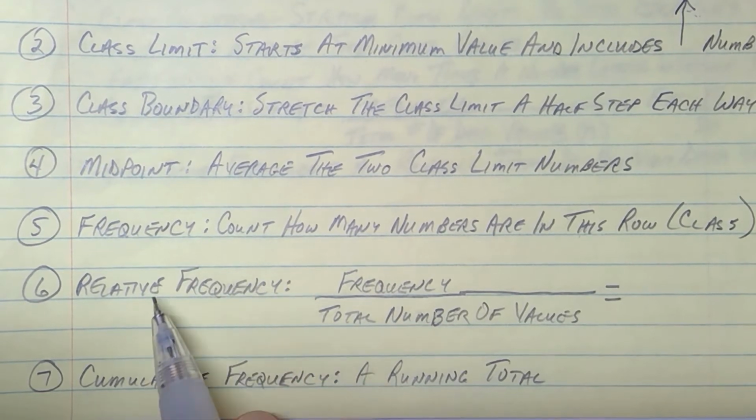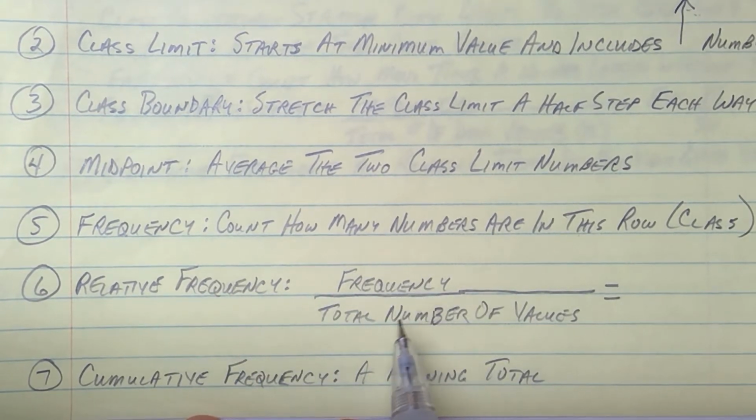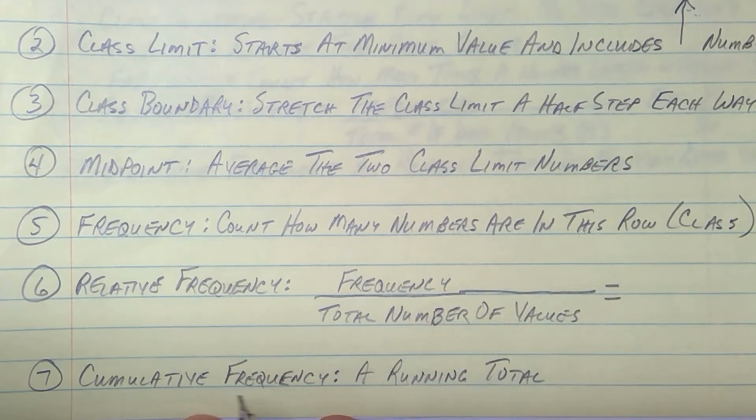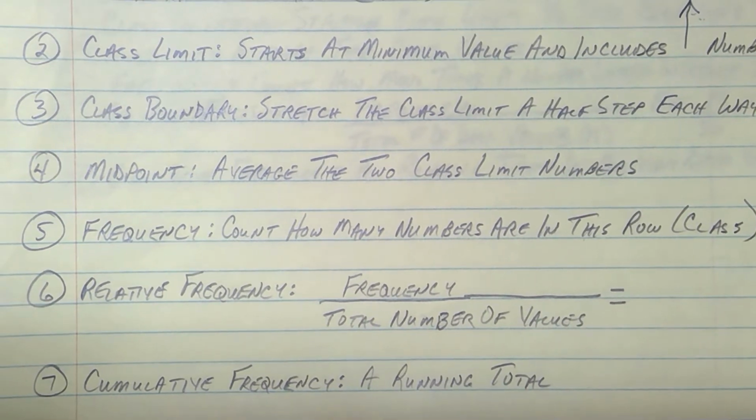If you're looking for relative frequency, it's just the frequency over the total. All right, we want to compare the frequency to the total. Cumulative frequency, that's just a running total. You start with your first row, and then you just add more values as you go down the table.